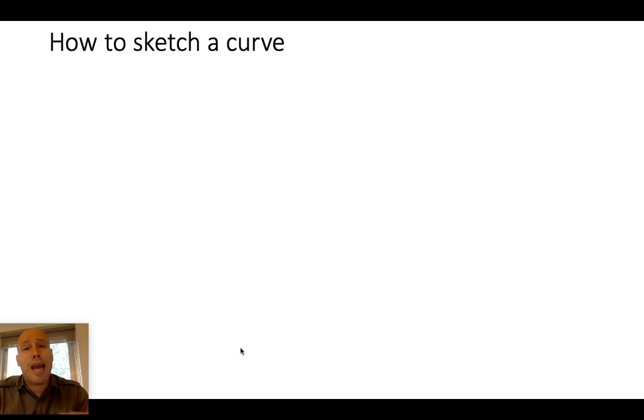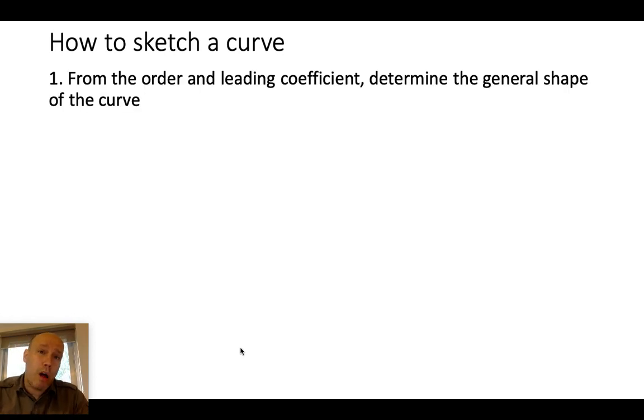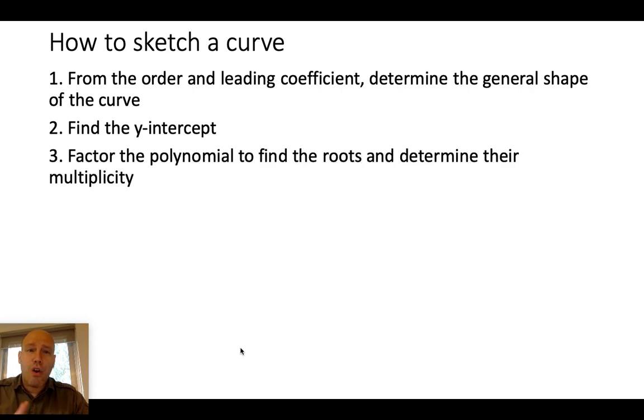So how do we sketch a curve based on an equation? Well, look at the equation. First, from the order and leading coefficient, determine the general shape of the curve. Second, find the y-intercept. Third, factor the polynomial to find the roots and determine their multiplicity. If you're asked to do this on an exam, the roots are going to be easy to find. Maybe you'll be given a clue, but it's not going to be that old school. We'll talk about other ways to factor polynomials.